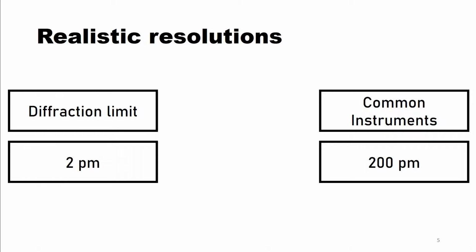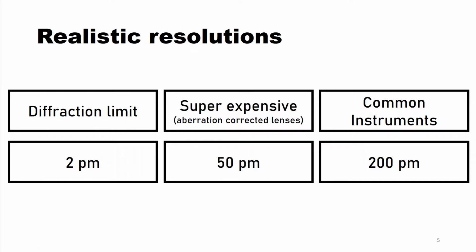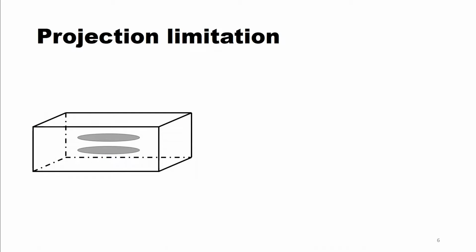But you can buy super expensive instruments with aberration corrected lenses, and their resolution limit is around 50 picometers, which is half the distance of 2 atoms. So with these instruments you can see single atoms in your picture. That was about what limits the resolution in transmission electron microscopy.